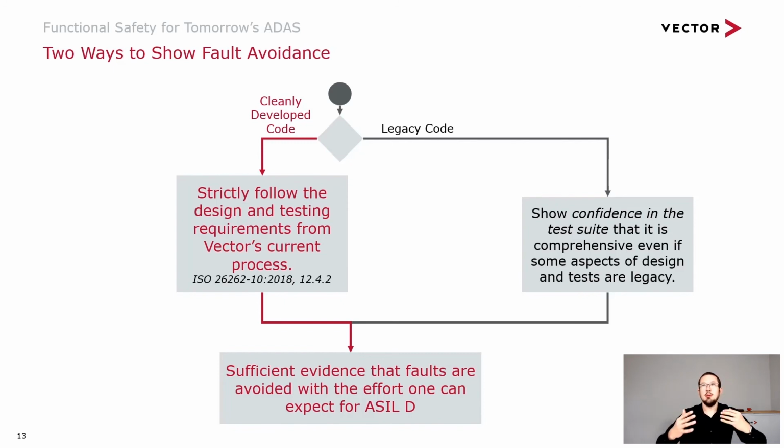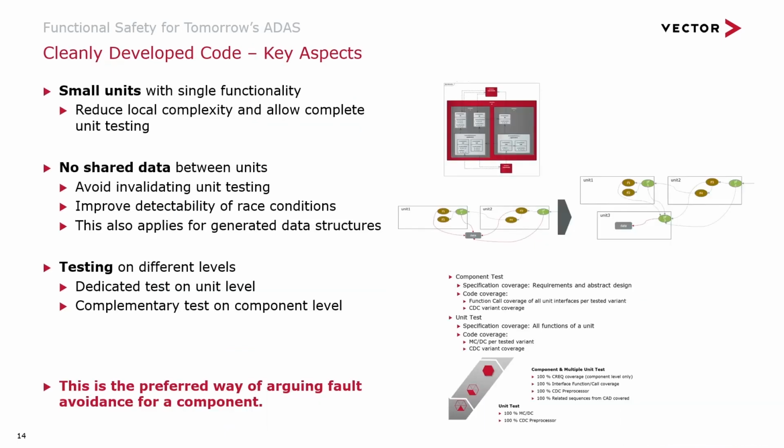And that other method is to show confidence in our test suite, that we have a comprehensive enough suite of tests to thoroughly test those requirements, even if some of the design and the test aspects are legacy. And by using a combination of these two approaches, cleanly developed code and comprehensive test suites for legacy code, we want to show and provide enough evidence that we have fault avoidance up to a level of rigor expected of ISO 26262 ASIL-D. Let's take a quick look at those two methods in a bit more detail.